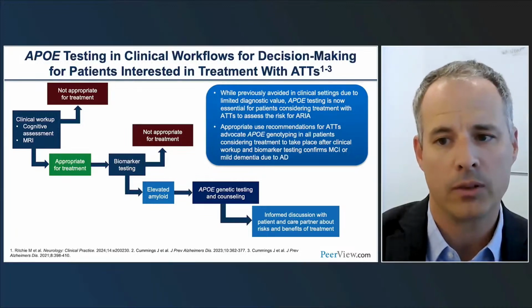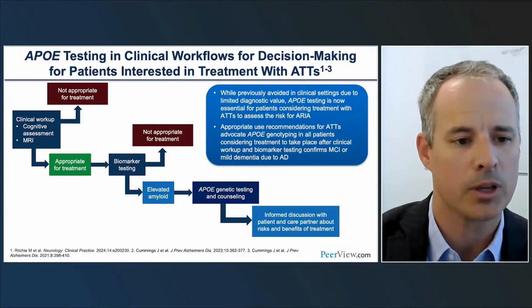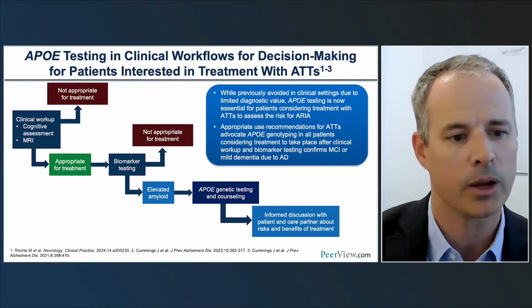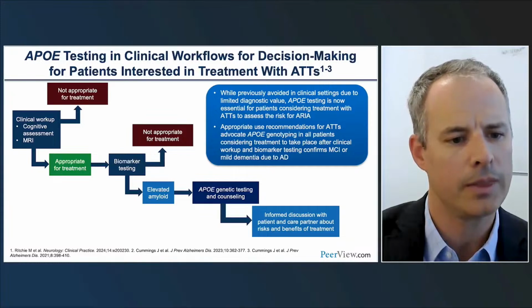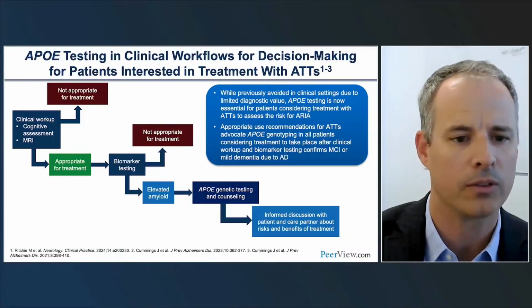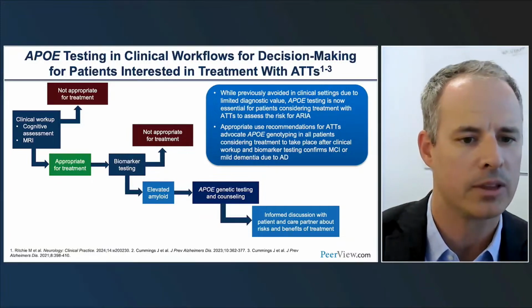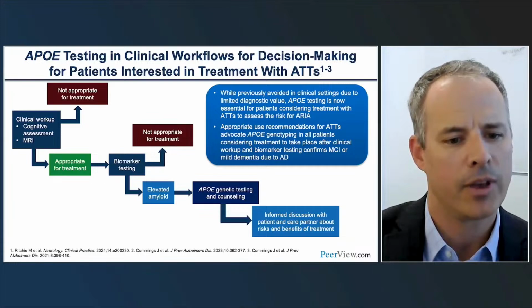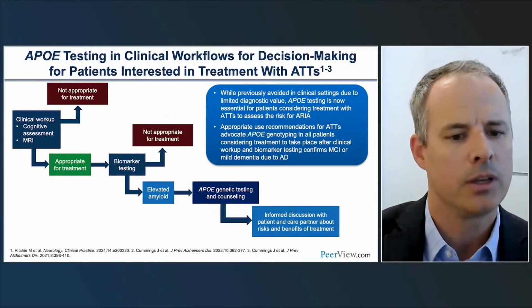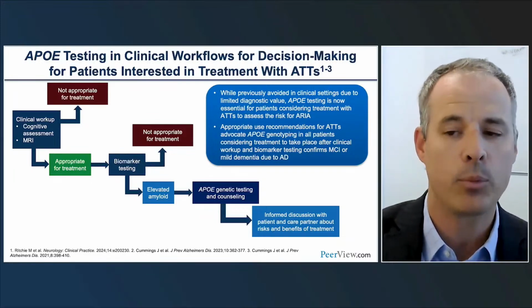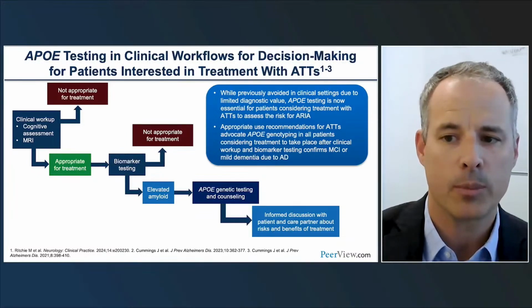And then an MRI, so they have to meet these MRI criteria that I mentioned before, including less than 4 microhemorrhages. And at that point, if they are still appropriate for treatment, then we move on to biomarker testing. This is usually done either by scheduling a lumbar puncture or a PET scan. If they have evidence of amyloid pathology, they continue on the pathway. And at that point is when we consider ApoE testing.